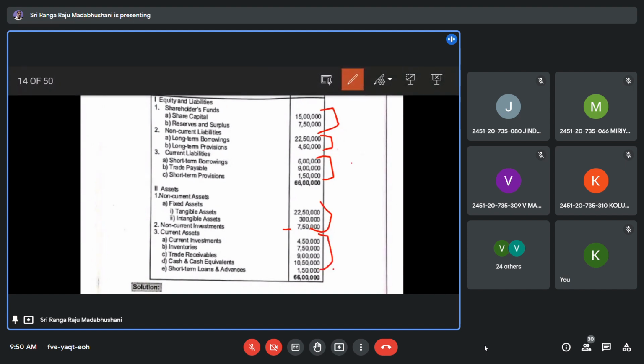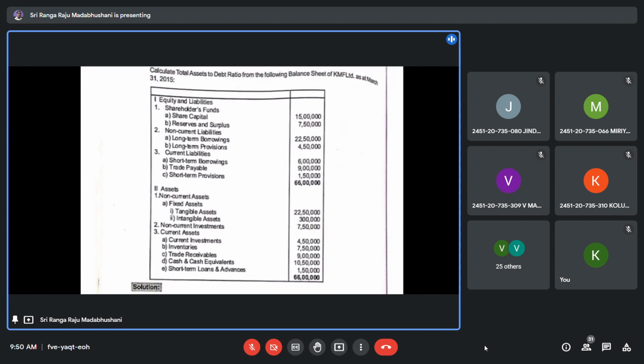So here, excluding inventory from current assets and current liabilities gives quick assets, then debt to equity, debt to total assets, and equity to total assets. Everything we are able to solve if it is given in this way. So already it is grouped in the balance sheet itself. Normally we will not get it in this way.